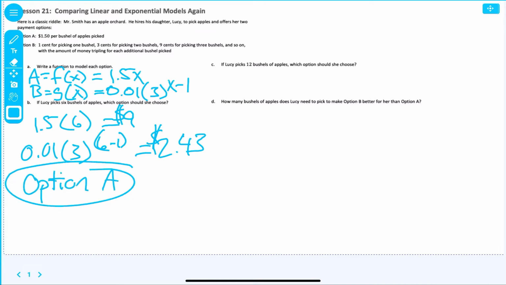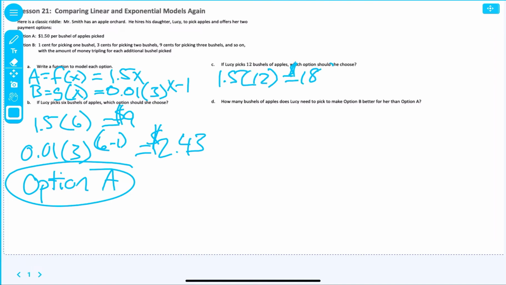All right, what if Lucy picked 12 bushels? Don't think, oh, well, we're just going to double it. Or can you? For A, you can. Good job. A's just doubling it. She's going to have 12 times 1.5, which is equal to $18.